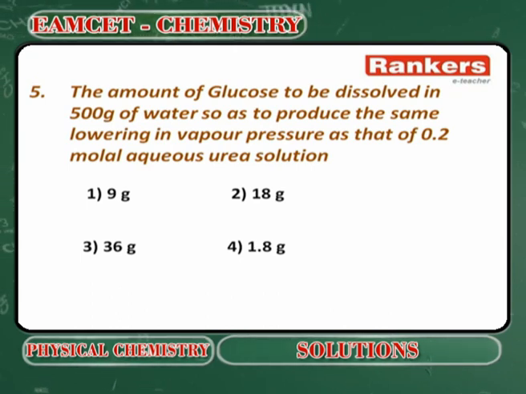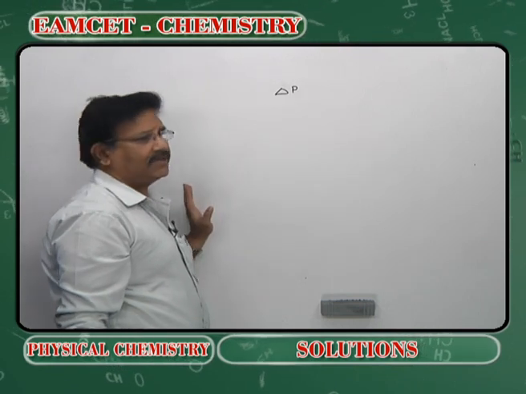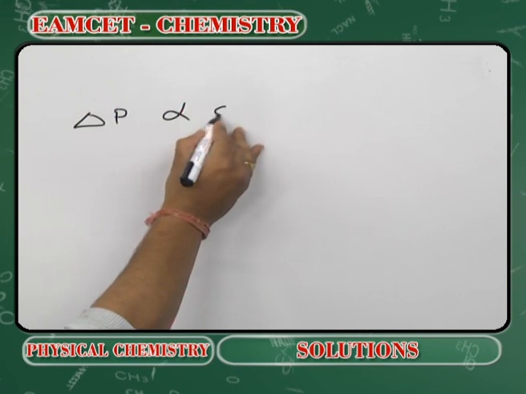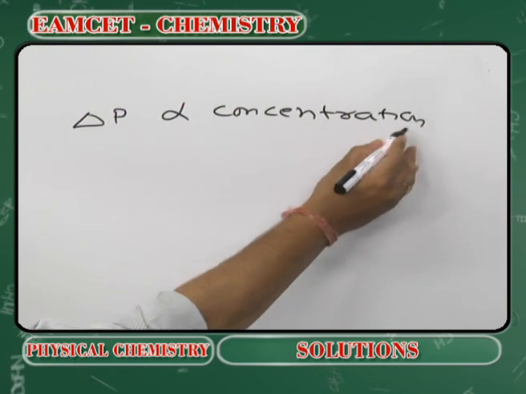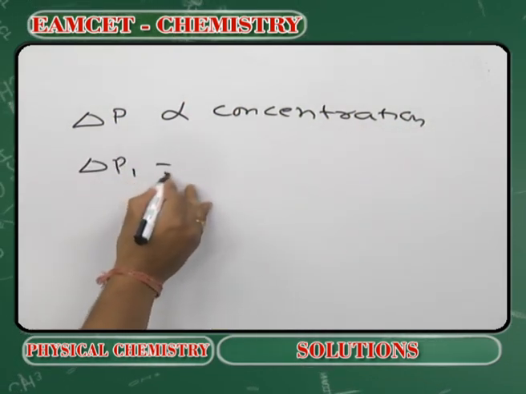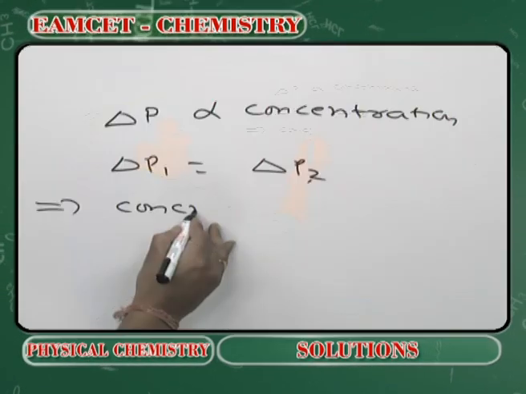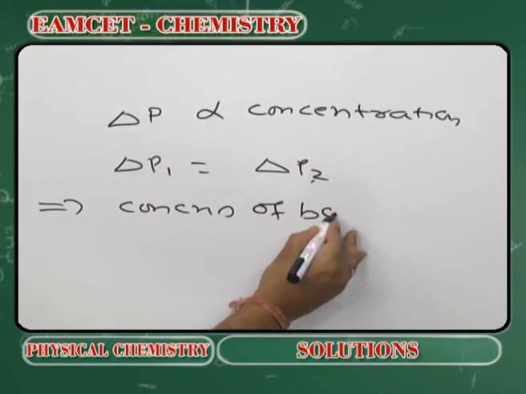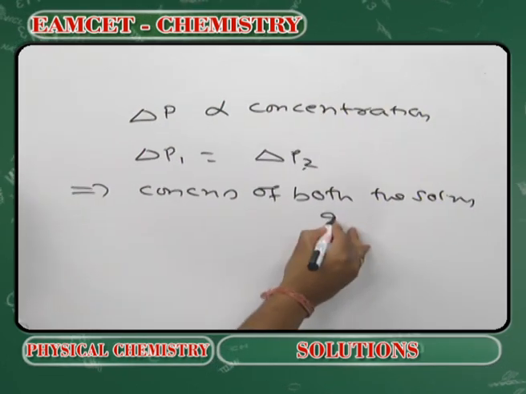The amount of glucose to be dissolved in water so as to produce the same lowering of the vapor pressure. Delta P, the lowering of vapor pressure, is proportional to the concentration. If delta P1 is equal to delta P2, what does it imply? The concentrations of both these solutions are equal. This is the point to be remembered.